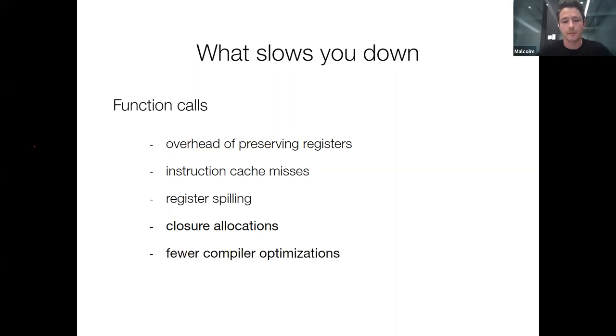And the more functions you have, the fewer compiler optimizations you can have in general. This is specific to OCaml. The OCaml compiler is not the smartest compiler in the world, and often it struggles to make optimizations across function boundaries. The scope of a function is the limit of its optimizations in a lot of cases.